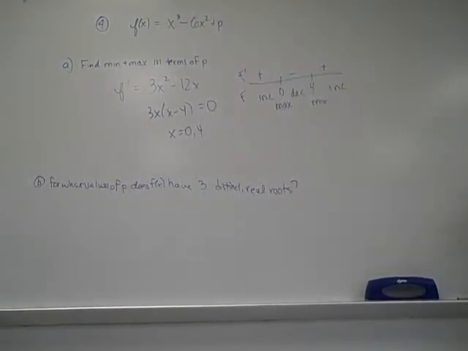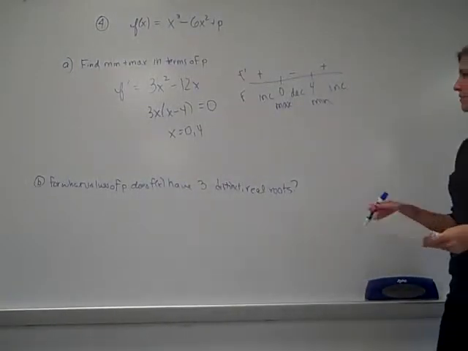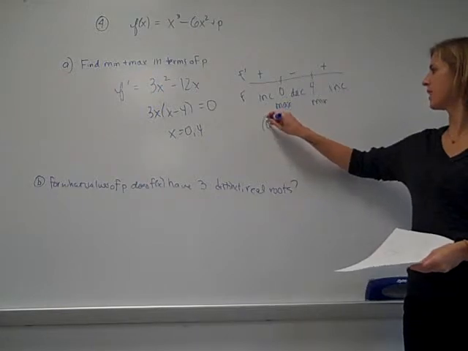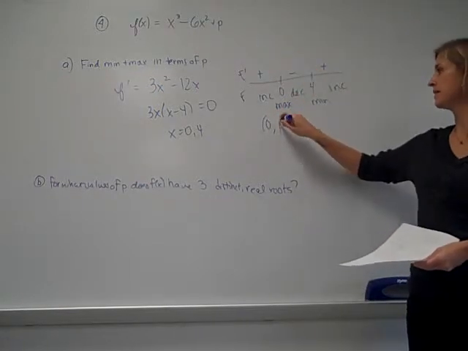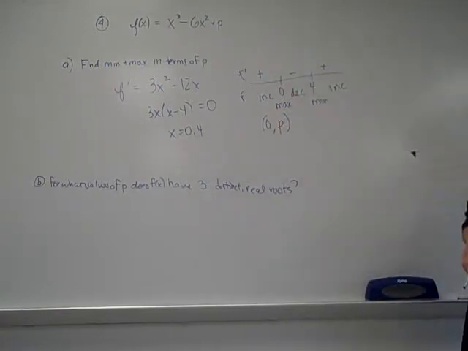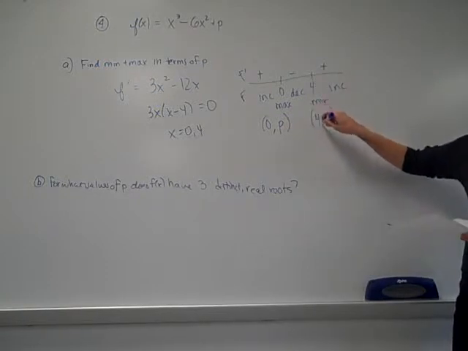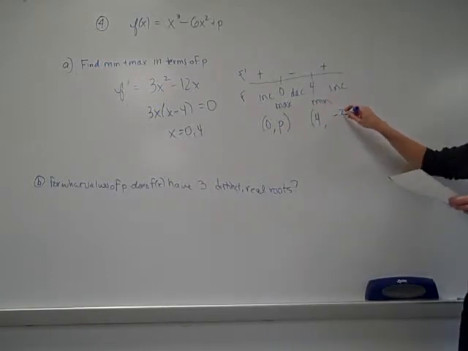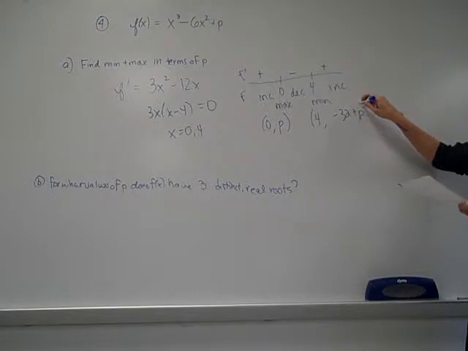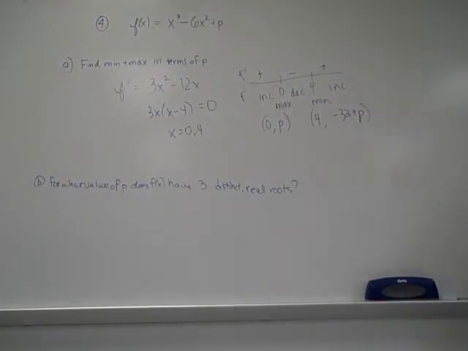Is that okay? So now here's where it gets a little bit tricky, but not that bad. If they want to know where's the max, well, the max happens at 0, p, when I plug that in. And the min happens at 4, negative 32 plus p. So that whole thing's probably a good 4 points or so. That's good.